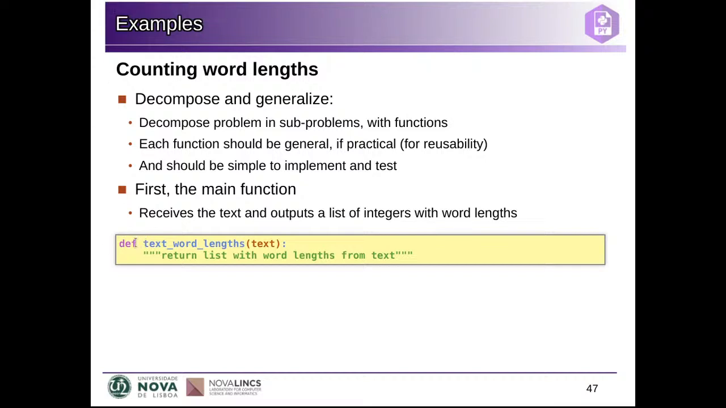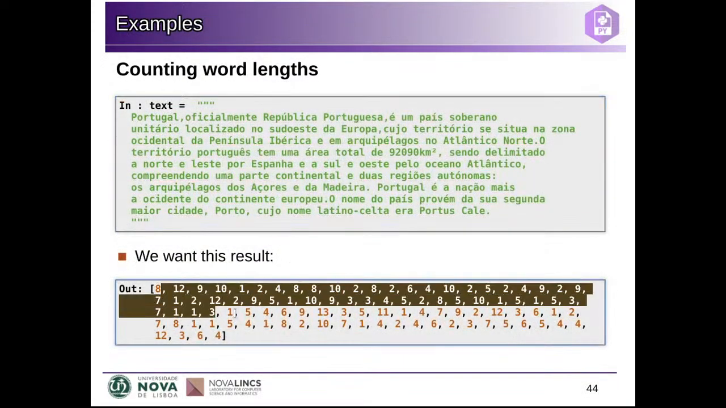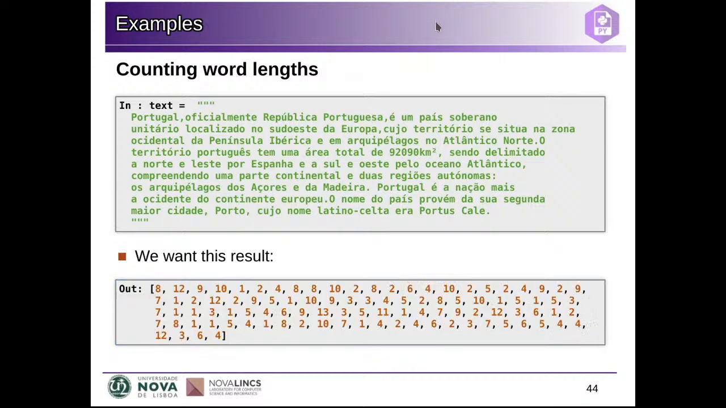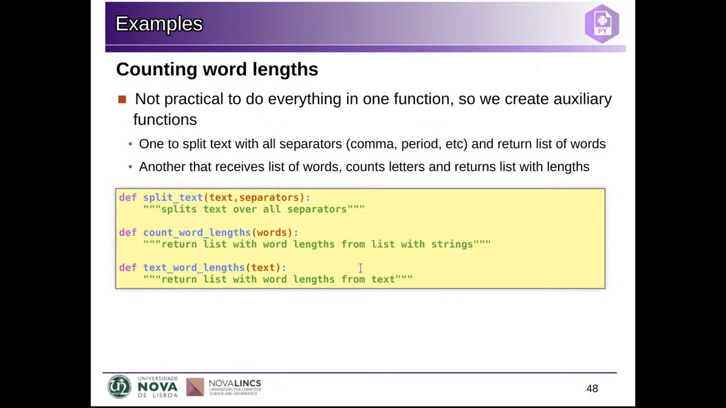We want a function called text word length that receives a text, something like this, and outputs this result, the length of all the words in the text. So this is the main function, but it's hard to do this function all in one go. We have to do several different things, so we can start thinking about how to split this function into different parts.